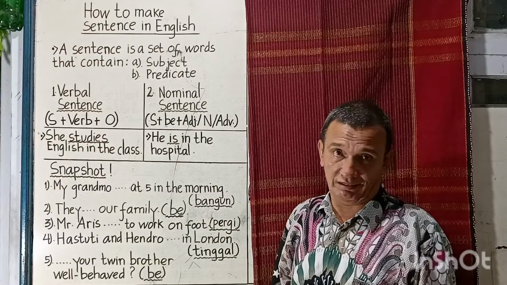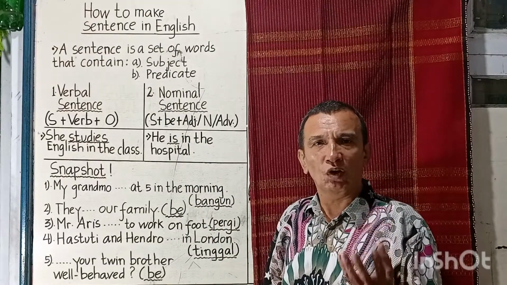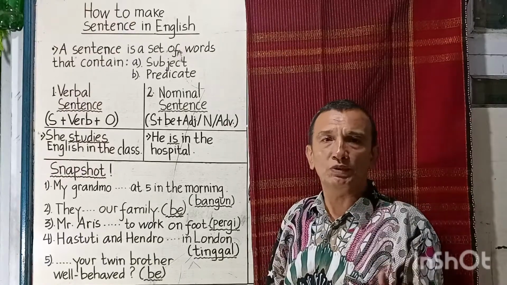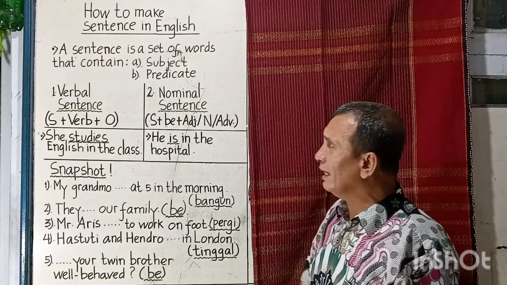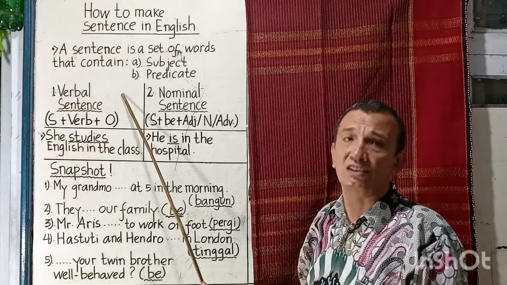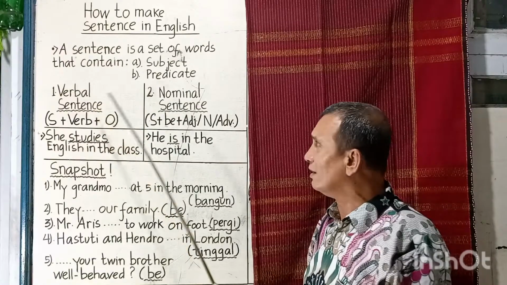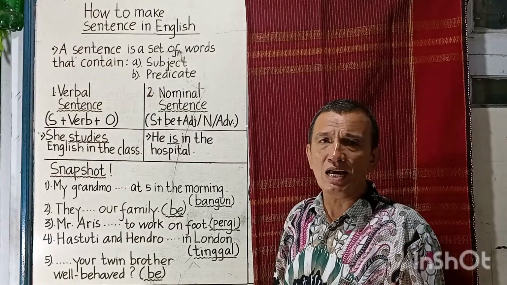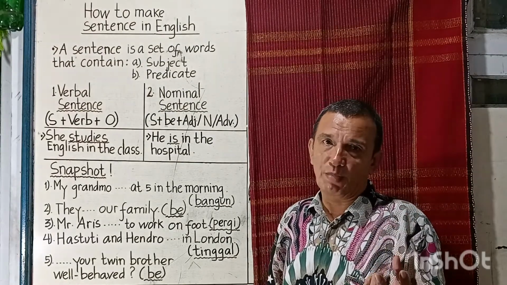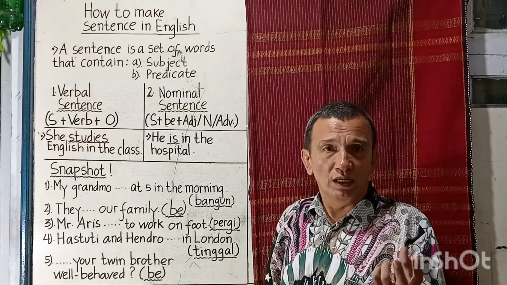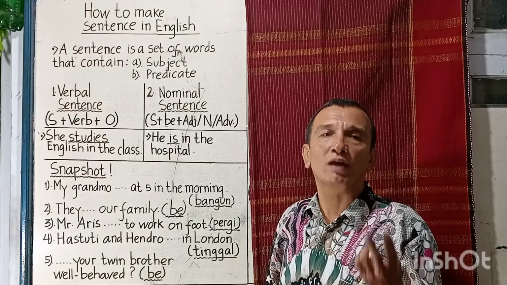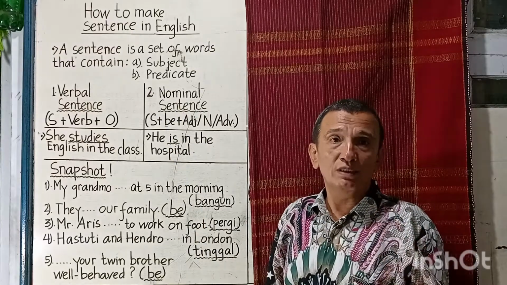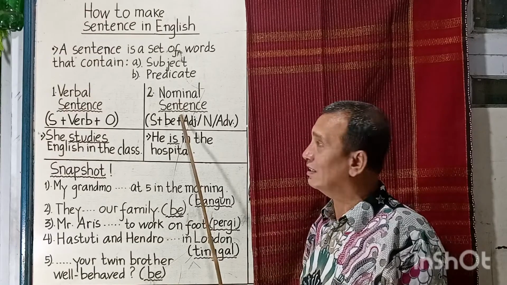Subject and predicate. Jadi sebuah kalimat itu kalau kita mau membuat kalimat dalam bahasa Inggris maupun bahasa secara umum ada subjek dan predikatnya. In English there are two kinds of sentences. Verbal sentence and nominal sentence. Jadi ada kalimat verbal namanya, itu yang menggunakan verb, menggunakan kata kerja atau verb, itulah disebut kalimat verbal. Sedangkan kalimat yang tidak memakai verb disebut nominal sentence.